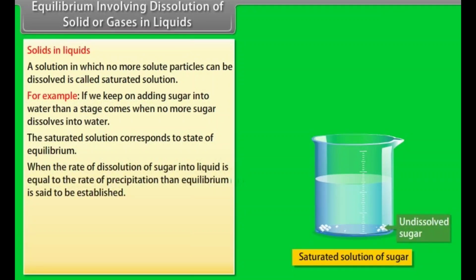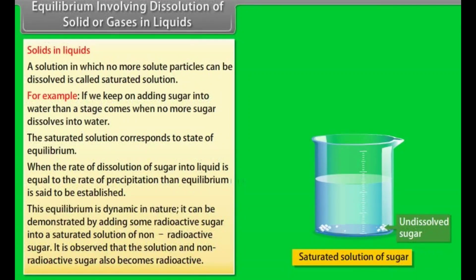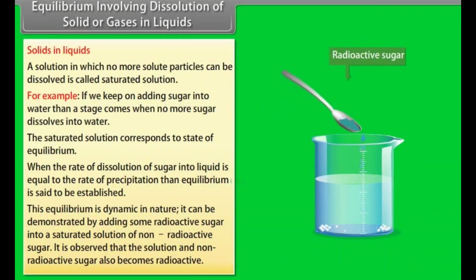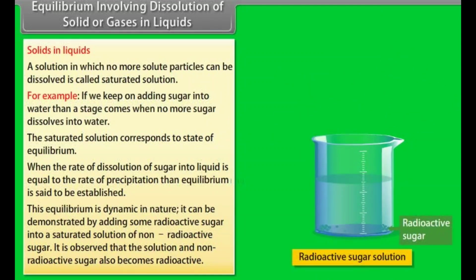When the rate of dissolution of sugar into liquid is equal to the rate of precipitation, then equilibrium is said to be established. This equilibrium is dynamic in nature. It can be demonstrated by adding some radioactive sugar into a saturated solution of non-radioactive sugar. It is observed that the solution and non-radioactive sugar also becomes radioactive.